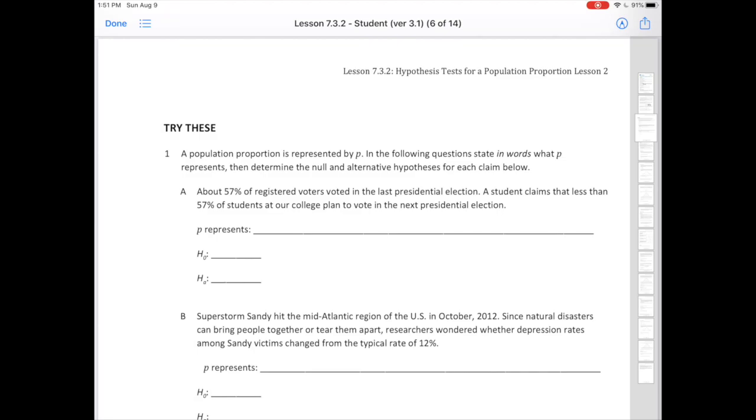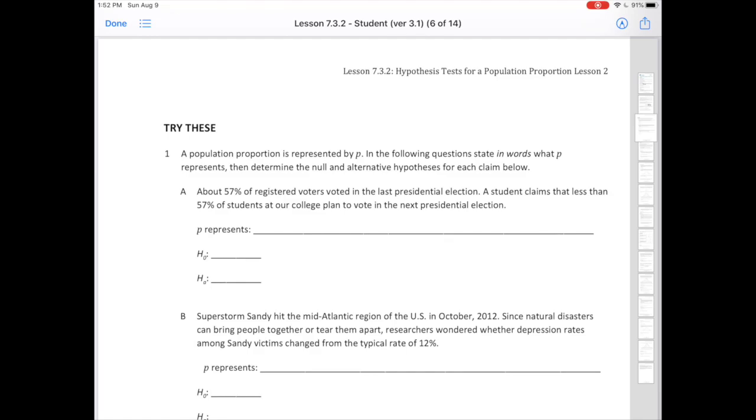Okay, so number one, a population proportion is represented by P. In the following questions, state in words what P represents, then determine the null and alternative hypothesis for each claim below. So let's start with part A. About 57% of registered voters voted in the last presidential election. A student claims that less than 57% at our college plan to vote in the next presidential election.